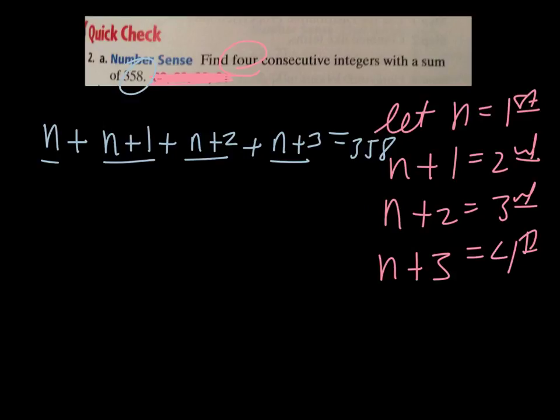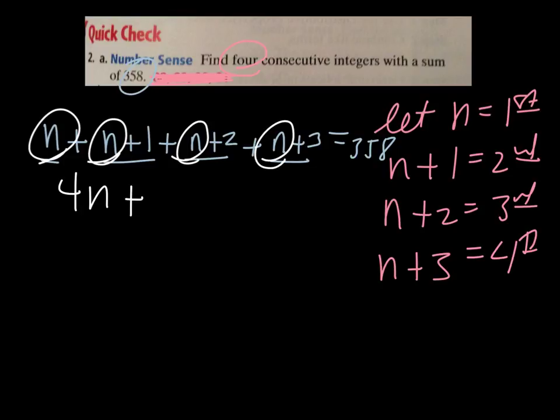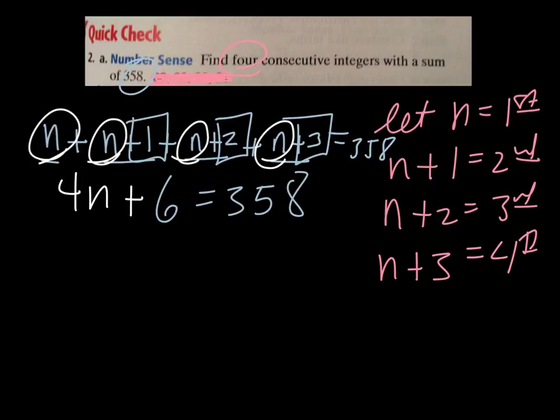So here's what we're doing. Like terms, n, n, n, n, where those each mean one n. So I have 1, 2, 3, 4 of those. 4n plus, right? Plus 1 plus 2 plus 3. What is that? That's 6, right? Equals 358. Okay, pause for a second, kind of absorb that there.